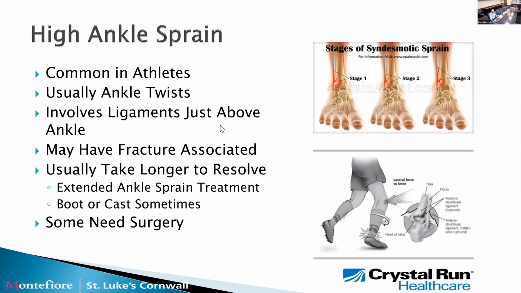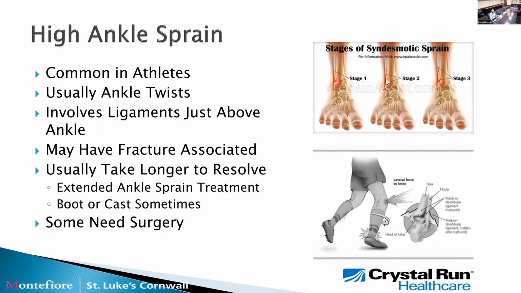So the next condition we're going to talk about is a high ankle sprain. People who are into sports might hear this. It's very common in athletes. This is usually due to a twisting injury. This diagram is showing it here, where basically the foot becomes fixed and the shin bone twists around. And as the name suggests, a high ankle sprain involves the ligaments above the ankle. So it's these ligaments here that connect the fibula and the tibia. And then we grade these. Sometimes they're just a sprain.